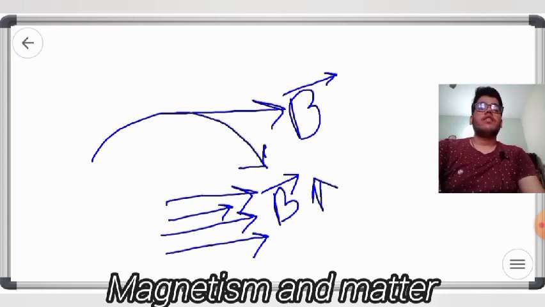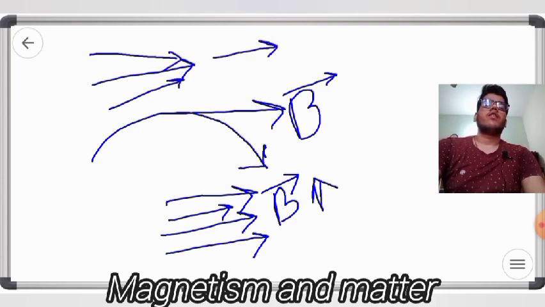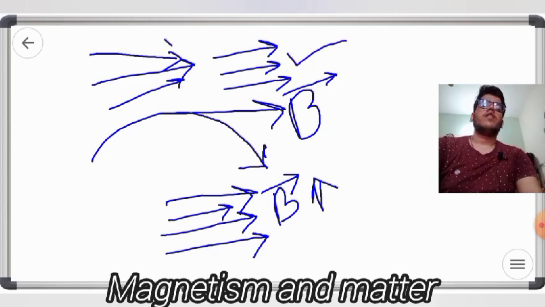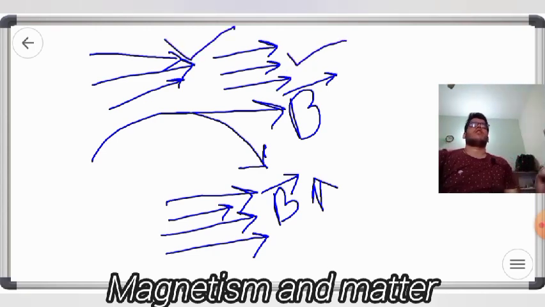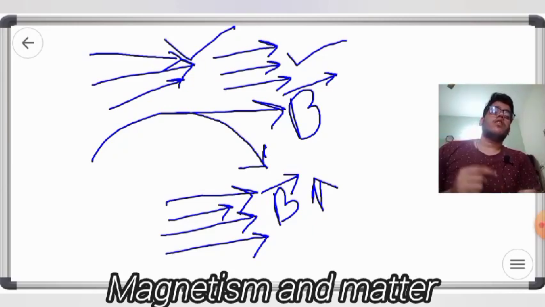Next, magnetic lines of force can always be represented in two ways. One is uniform, another one is non-uniform. So this is our uniform one, this is our non-uniform one. Uniform lines are parallel to each other, but non-uniform lines of force are not parallel to each other.